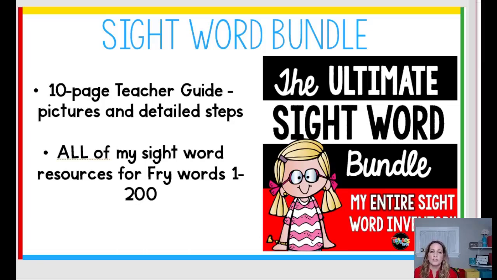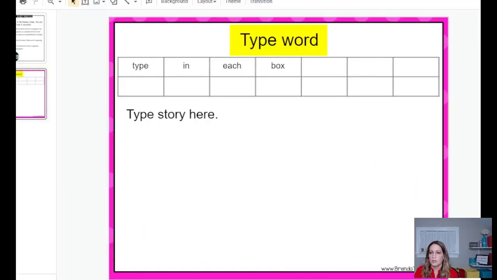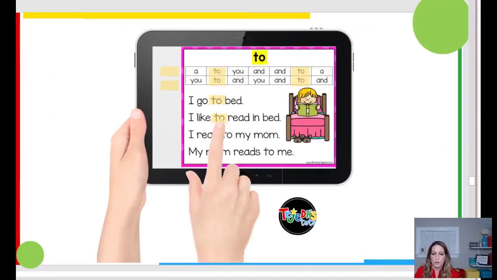I also have these for Dolch words if you use that list, but I forgot to mention that the digital ones are editable as well. So if you use a different word list, you can edit the word boxes at the top. And I even included, I think I forgot to show you here. Here's what the editable card looks like. So you can type in your own words, and you can even type in your own story, add your own clip art to make it go with your words.